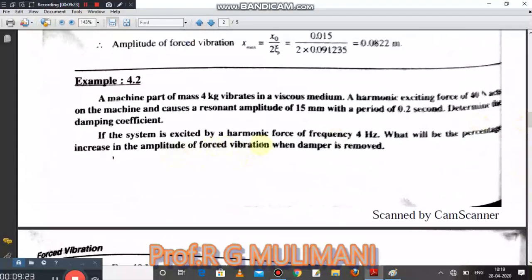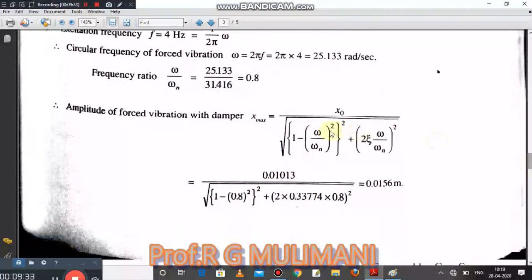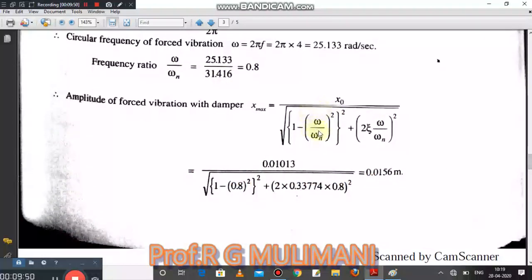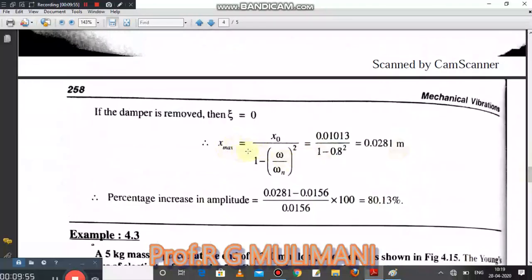If the system is excited by a harmonic force of 4 Hz, what will be the percentage increase in the amplitude when the damper is removed? When the damper is removed, the zeta value is 0. Let us consider when it is excited with 4 Hz. 4 Hz means 25 radian per second. So the frequency ratio is 0.8. You substitute the frequency ratio 0.8 and zeta value 0, so we have the amplitude, which can be compared with the earlier one.